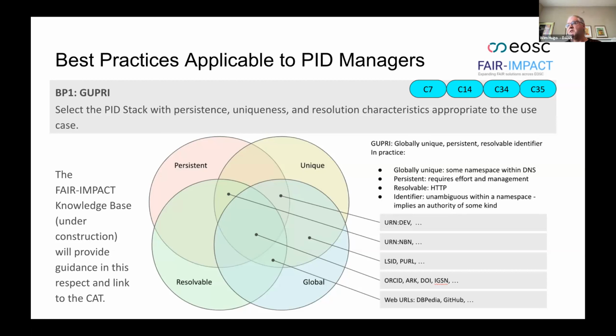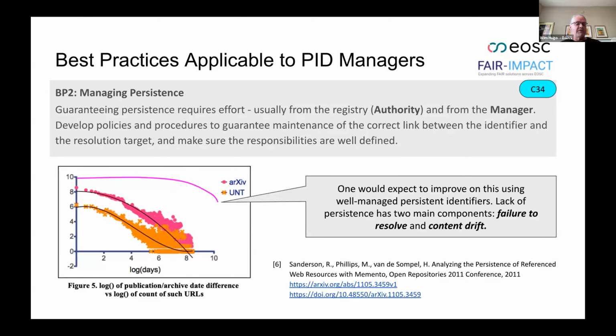And in some cases, not being persistent might be adequate, whereas in other cases, it should be persistent and resolvable and unique, but it's not that important that it is globally available. So there's nuances in this idea of persistent identifiers and how it matches with the use cases that one wants to satisfy. The second aspect to look at is the management of persistence.